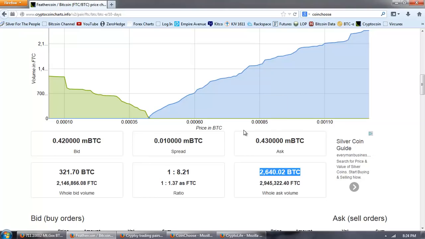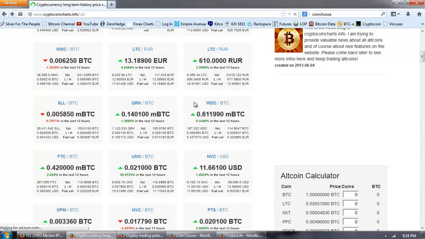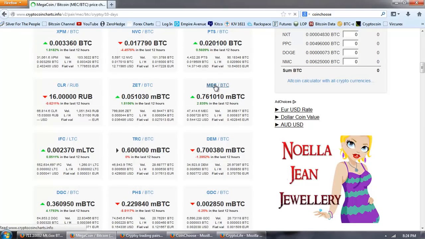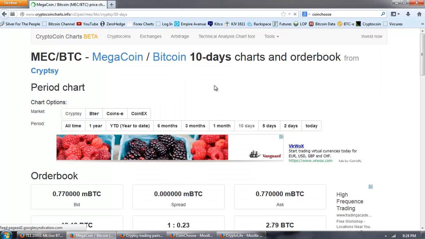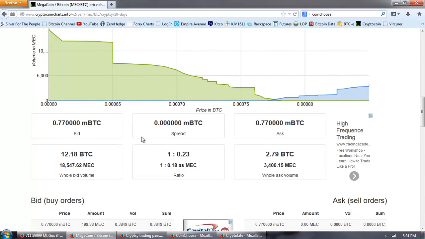Now, let's look at a coin that has a completely different breakdown. We'll look at MegaCoin, and that's MEC BTC. And you can see on Megacoin that you have this 12.18 BTC bid and 2.79 BTC ask. So a very, very large number of Bitcoins bidding on Megacoins. You can see when it breaks down into Megacoins, 18,000 Megacoins versus 3,400.